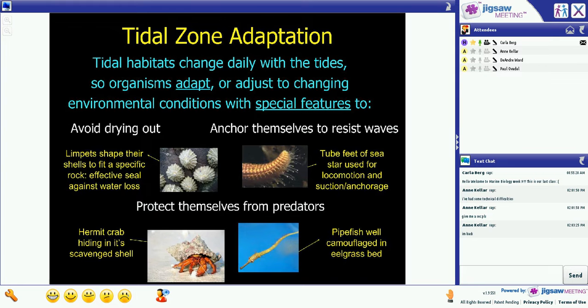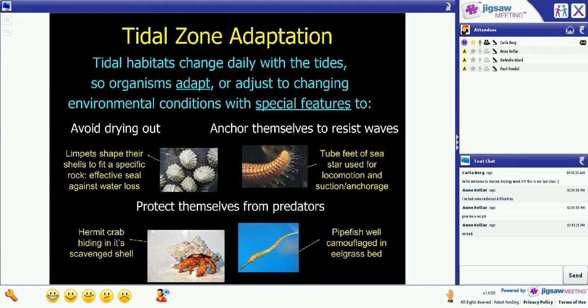So here we have some special tidal zone adaptations, special things that help organisms that live in the tidal zone. Tidal habitats change daily with the tides, so organisms have to adapt or adjust to changing environmental conditions. There are a couple of features we are going to look at that animals use to do this.